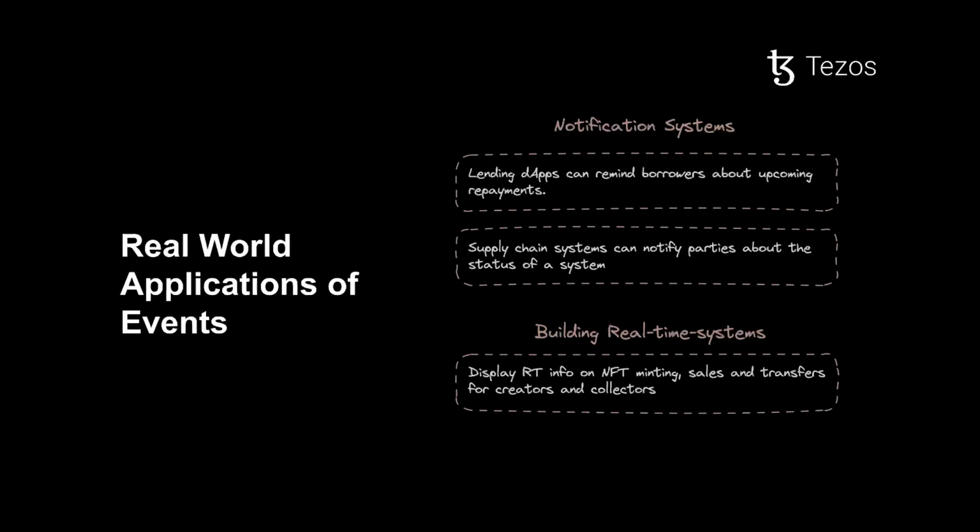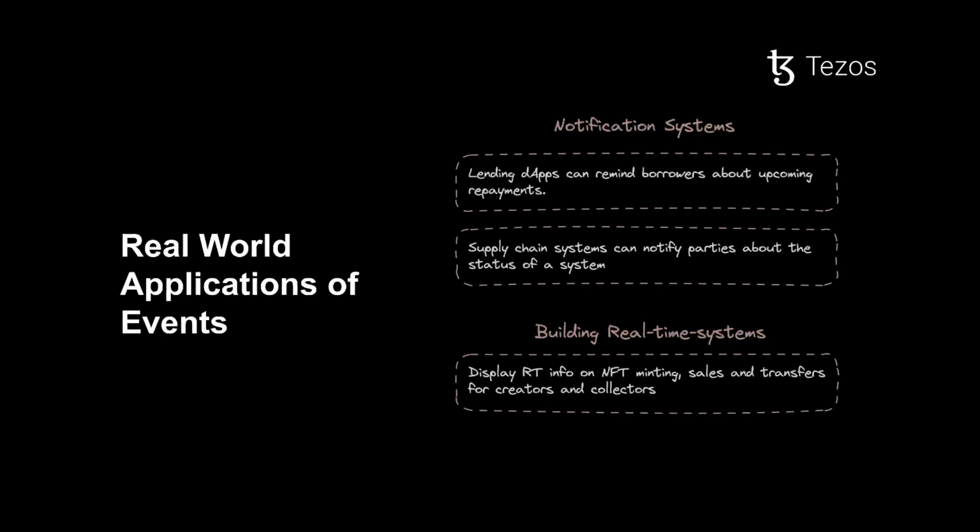Another application of events is in supply chain systems. You can always notify parties that are involved within the supply chain about the status of a delivery. So if you've got goods shipped out and that is being tracked on chain, we can always notify our systems off chain about the status of that delivery.